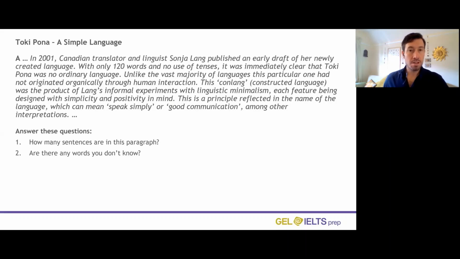Okay, so probably the answer is yes, because it has this word here, conlang, which you've probably never seen before. But the good thing is that here it gives this definition. It means it's a constructed language. So that's explaining what that means. Now, all the other words, if you don't know them, they're probably not super important. If it is really important, like this word conlang, the writer will probably give you a definition of it. And you can still understand the general meaning without understanding every single word.